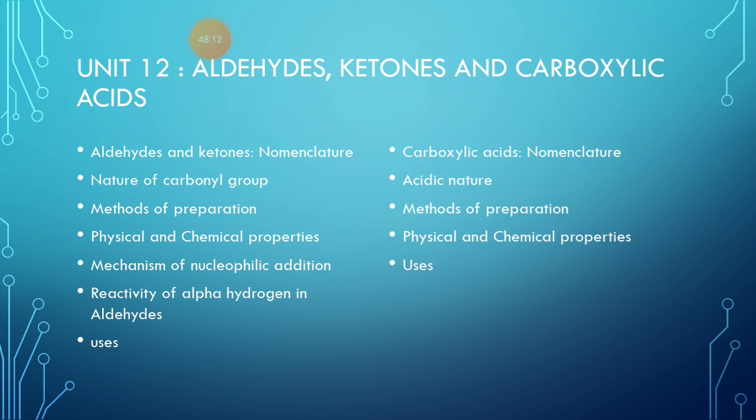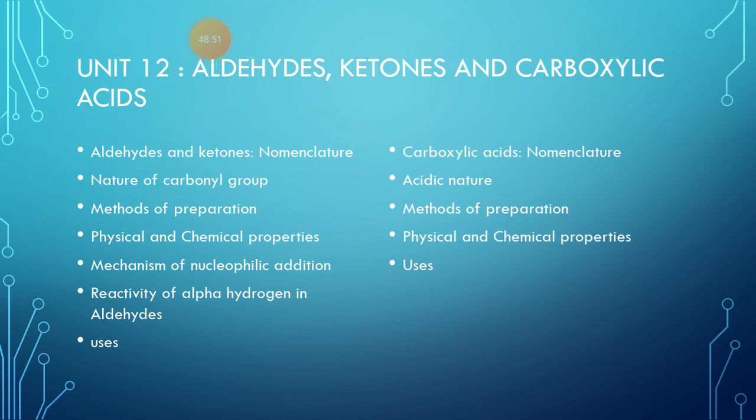The next topic is called aldehyde, ketone and carboxylic acid. In this particular topic we are going to learn about the nomenclature of aldehydes and ketones, the nature of the carbonyl group, the structure of the carbonyl group. So these all three are carbonyl functional compounds. Here the carbon is doubly bonded with oxygen in all these three kinds of compounds. So we are going to learn about that nature of bonding between carbon and oxygen.